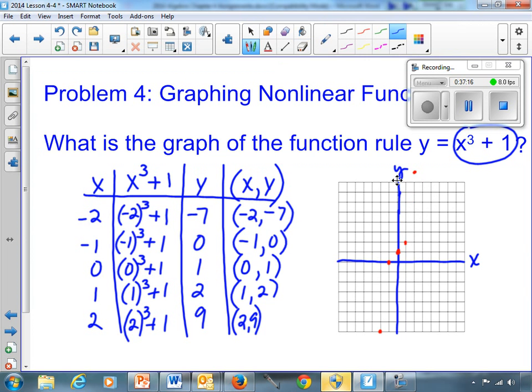All right, so let's join our points from left to right. And you can see it is not linear. In fact, this is a cubic function. And there is our graph.